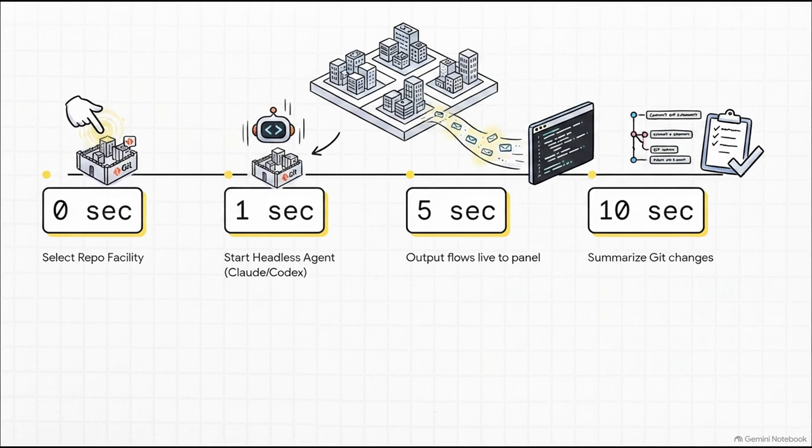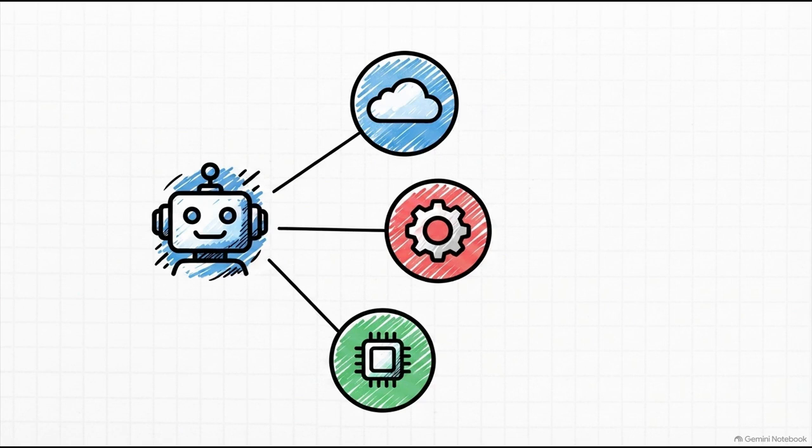Third, as the AI works on the task you gave it, its output streams live to a side panel. Plus, you get this awesome visual of a little avatar bobbing up and down over the facility in the 3D view. And finally, when the job is done, it summarizes the Git changes it made so you can review everything before committing.